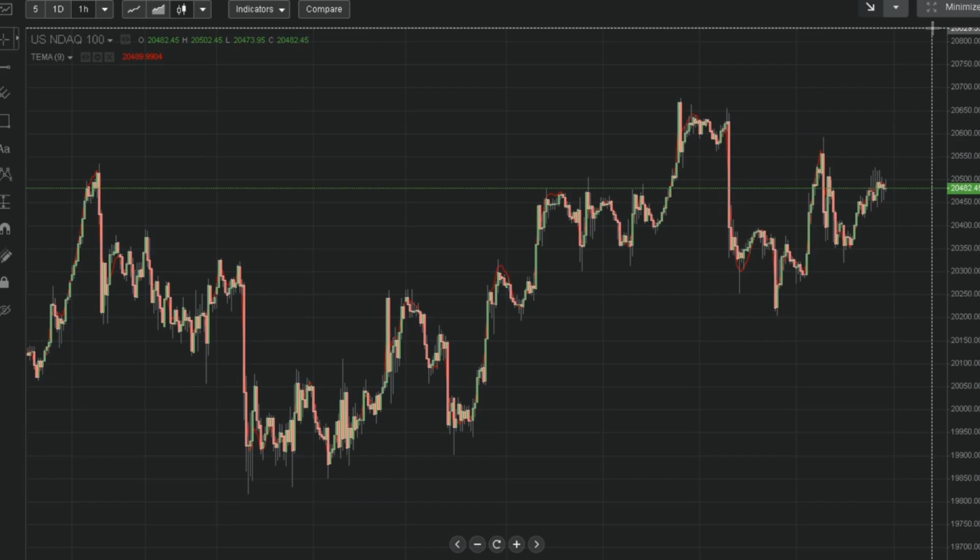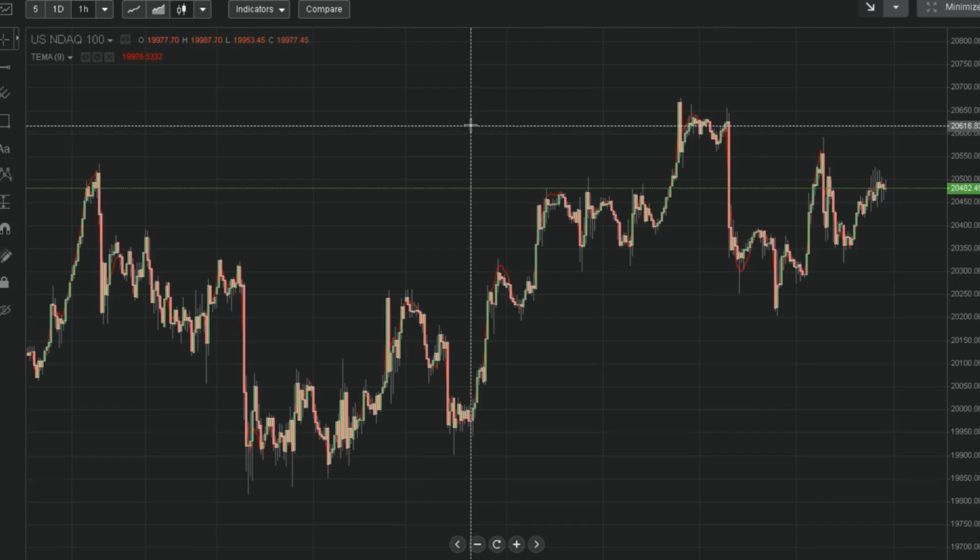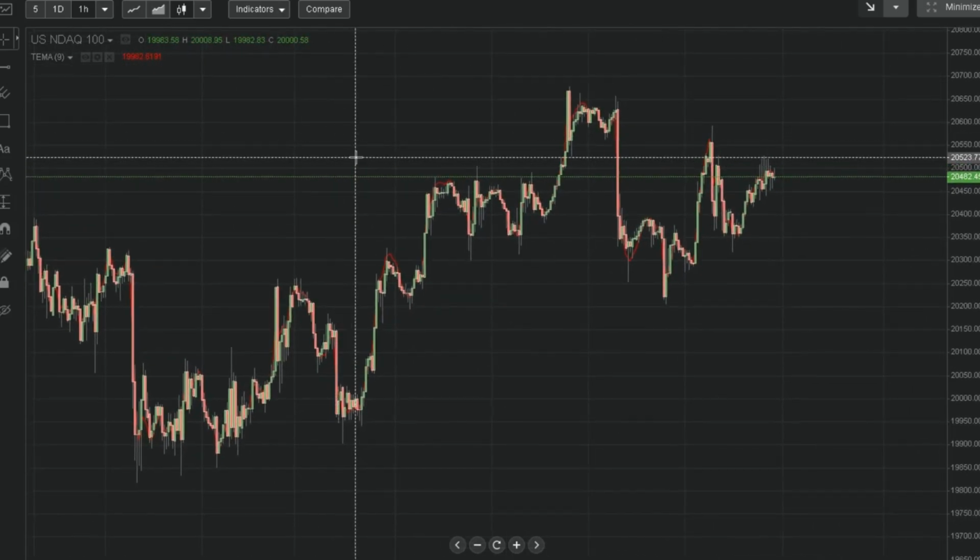As you can see right here, I have opened the USA Nasdaq 100 chart, and I will show you where you have to seek liquidity, like where you have to find liquidity. So liquidity is the levels where a lot of buyers or a lot of sellers remain.